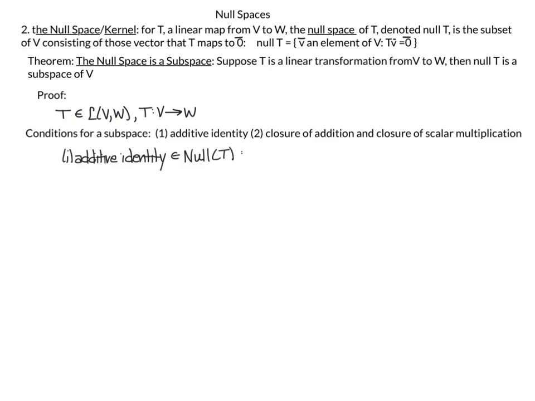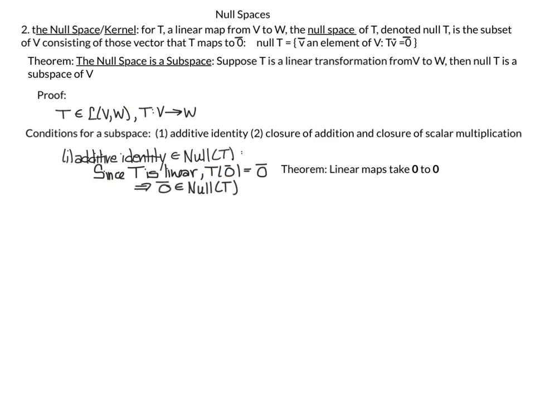And we're going to start with the additive identity is in the null space. But we have this theorem from our video about linear maps that says linear maps take the 0 vector to 0. So since T is linear, T of 0 is equal to 0, which means that our 0 vector is in the null space.